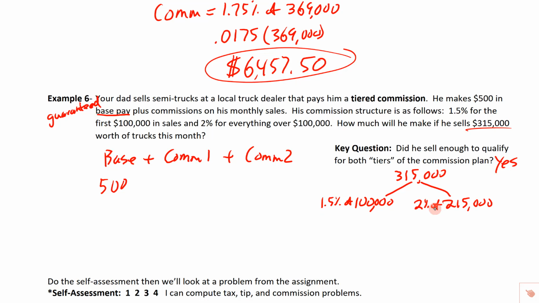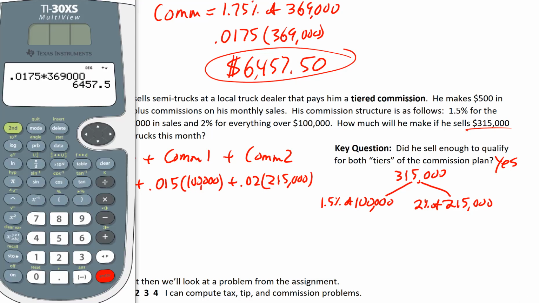So let's figure out how this would work. This is going to be 1.5%, so I'm going to put 0.015 times 100,000. And the other one's going to be, move over two places, so 2% is 0.02, times 215,000. And again, the commas in there just kind of help us keep track of that. So let's figure out what these commissions are. So I'm going to clear this off.